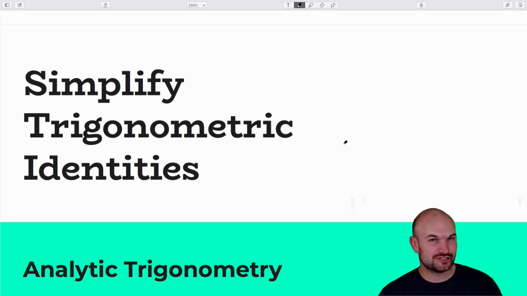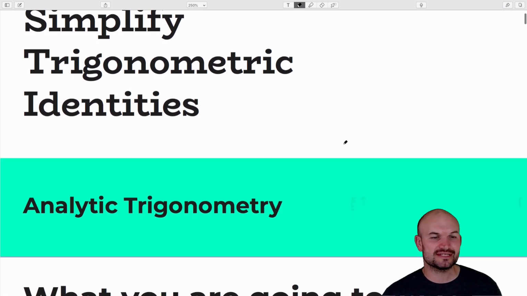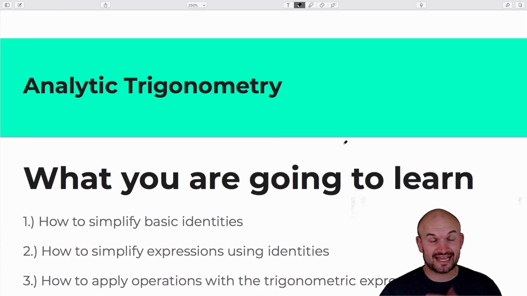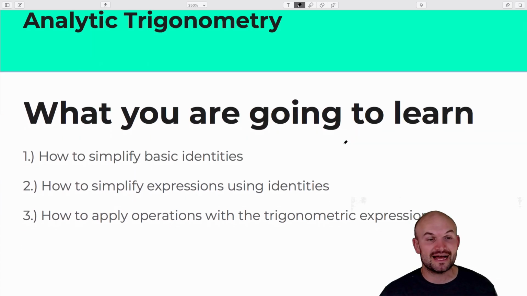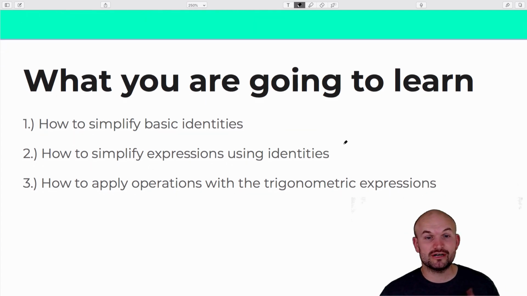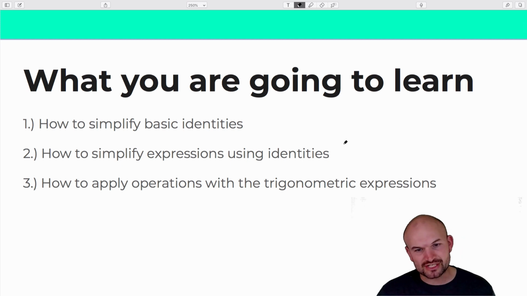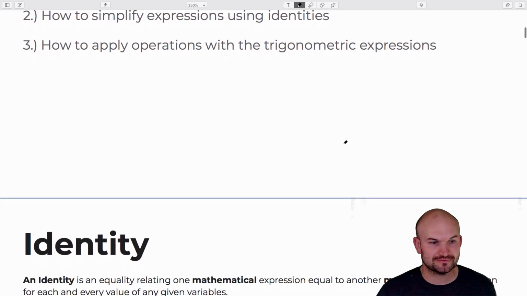Now, this is the first lesson in our chapter for analytic trigonometry. As far as what a trigonometric identity is, we're going to get to that in just a second. But in this lesson, these are notes that I gave exactly to my students inside of their own classroom. We're going to learn how to simplify basic identities, how to simplify trigonometric expressions using identities, as well as how to apply operations with trigonometric expressions.